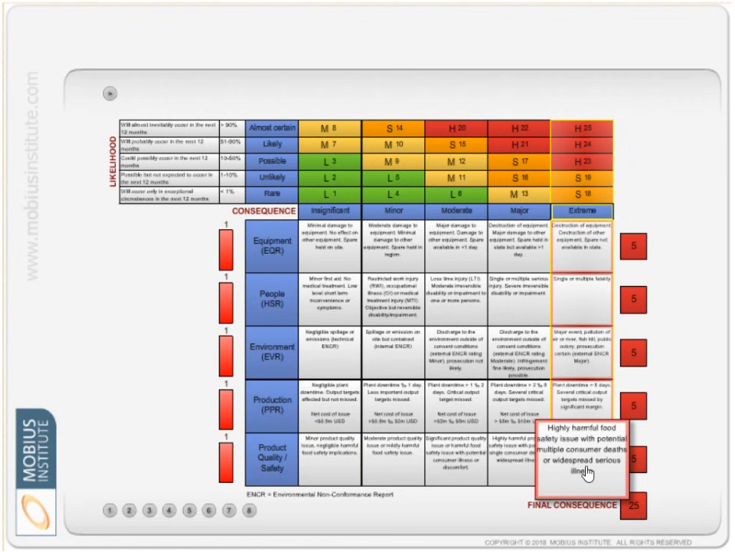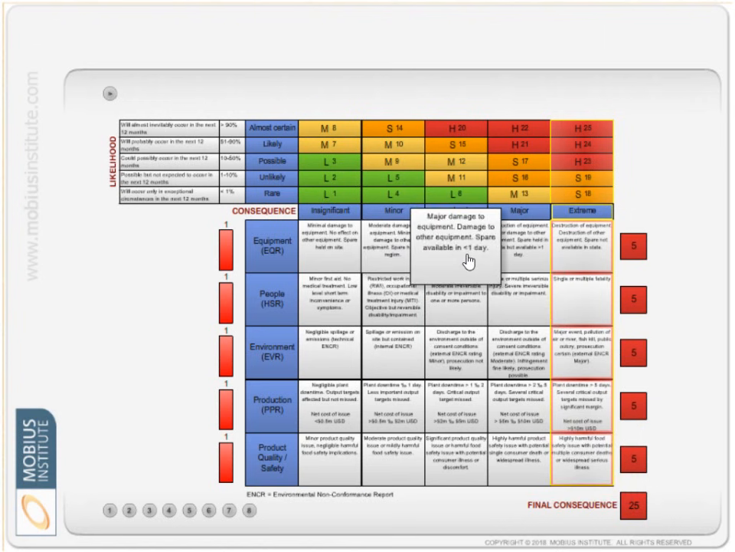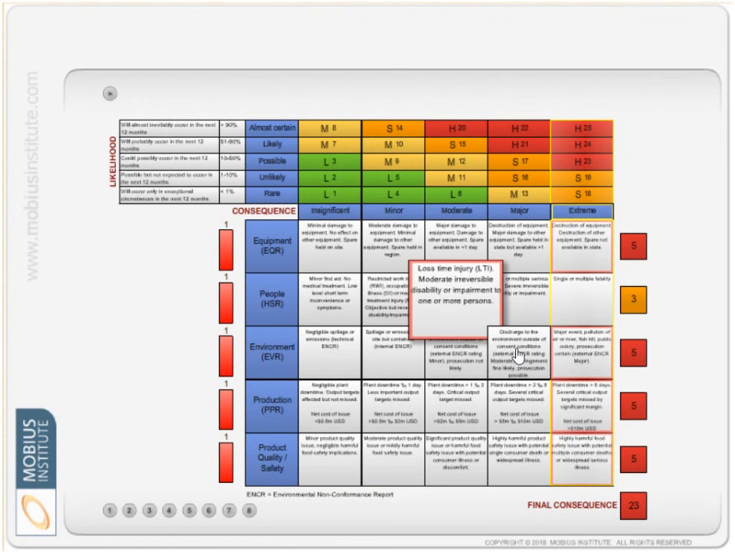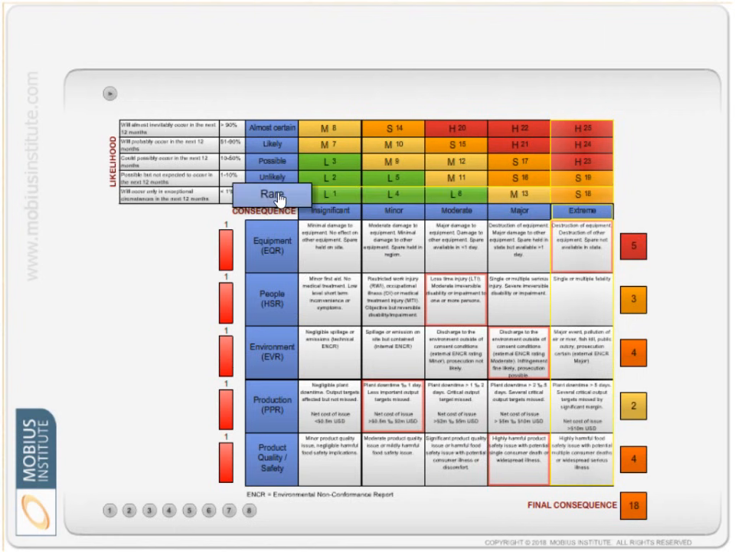So, I could go into a lot of detail here, but what we need to do is say, well, for each piece of equipment, what is the consequence of failure? It's going to vary in each of these categories. And secondly, we have to say, well, how likely is it that it is going to occur?